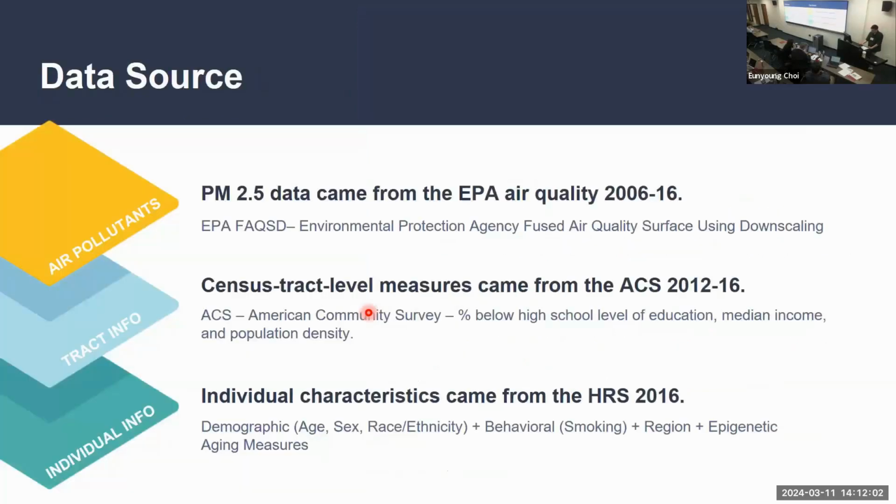The CDR is really valuable and helpful in terms of answering our research question. We can link multiple sources of data based on the geographic information of the HRS respondents. Specifically, we have 10 years of PM2.5 data from the US Environmental Protection Agency, which is available on the CDR website right now. We also have census tract level measures from the American Community Survey. And finally, we have individual level variables from the HRS that include social, behavioral, geographic, and the epigenetic information.